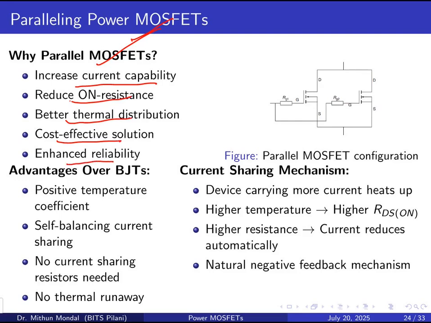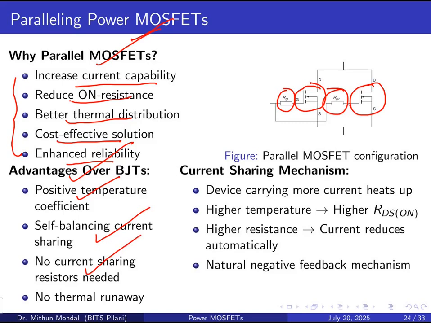So these are the major requirements that provide us the advantage for the paralleling of the MOSFET. So here we can see that there is one MOSFET and a second MOSFET, which are connected in parallel operation with the resistor at the gate. This has certain advantages over BJTs, like a positive temperature coefficient, self-balancing current sharing, no current sharing resistors needed, and no thermal runaway.